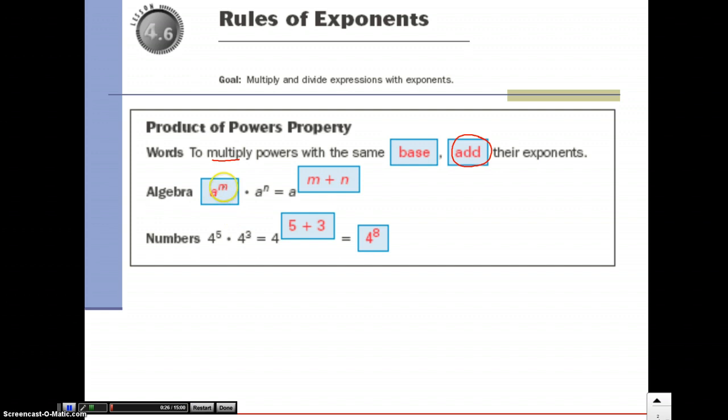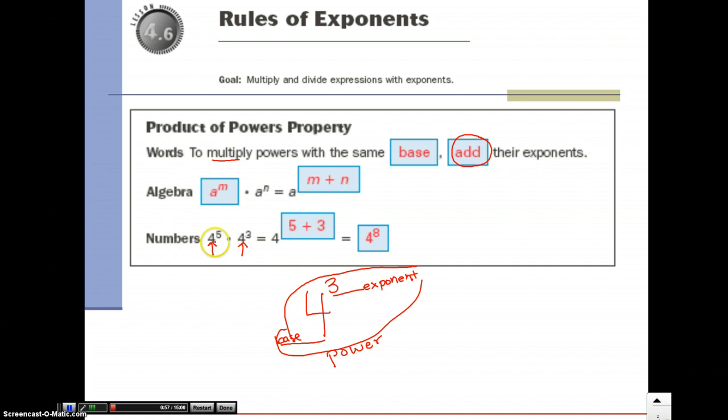So for example, a to the m power times a to the n power is a to the m plus n. Let's look at a number example. 4 to the 5th power times 4 to the 3rd. You see how it has the same base? Again, remember the base is the 4. The 3 is called your exponent. The entire thing is called a power.